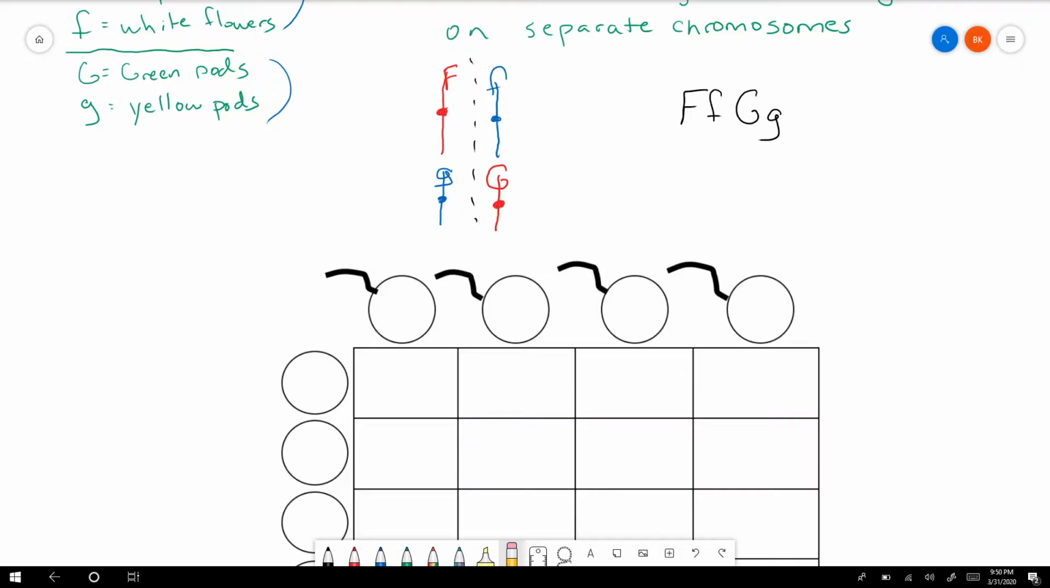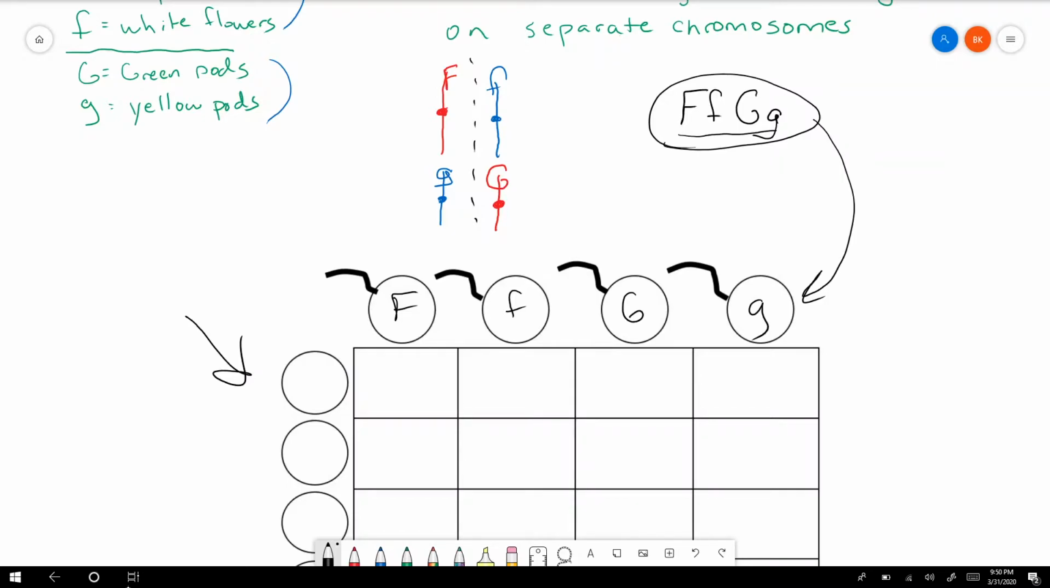Okay, and so how does that work? How are we going to fill this out? So if the parent is big F, little f, big G, little g, we need to put that parent on one edge and on the other edge of the Punnett square. Here's what a lot of students do that is absolutely wrong. You cannot just take these four letters, big F, little f, big G, little g, and write them like this. This does not work.